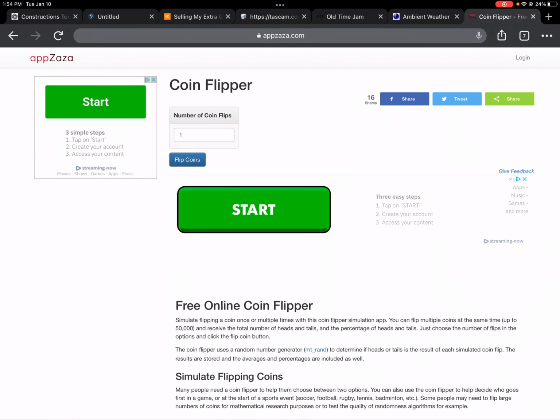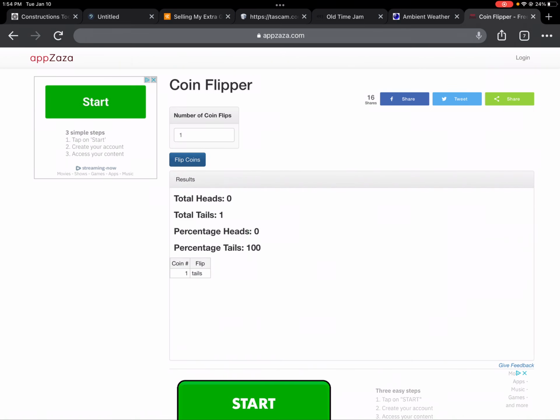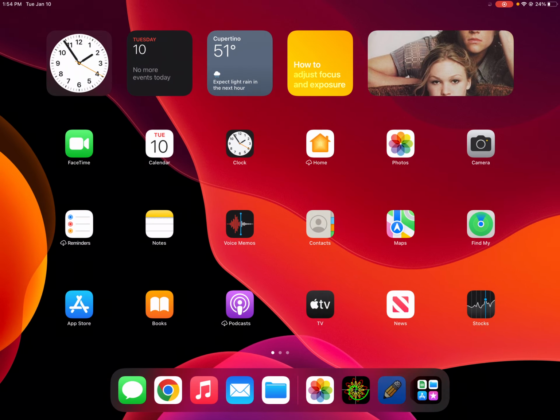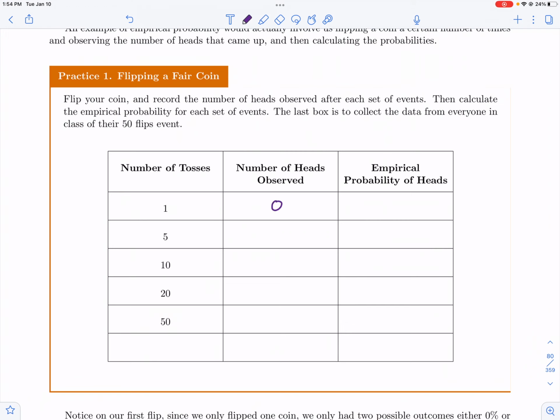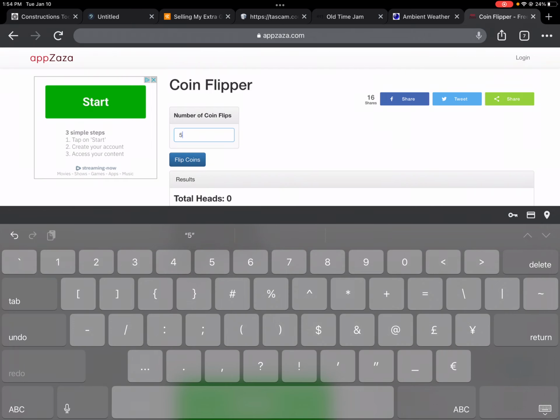In this case, I want to flip just 1 coin, so I'm going to hit the flip coin button. I got 0 heads, 1 tail, so my percentage of heads was 0. So if I go back here, I got 0 here. My probability would be 0 divided by 1, which of course is 0%. So now let's go back and do this 5 times and see what happens. Let me change the number of coins from 1 to 5.